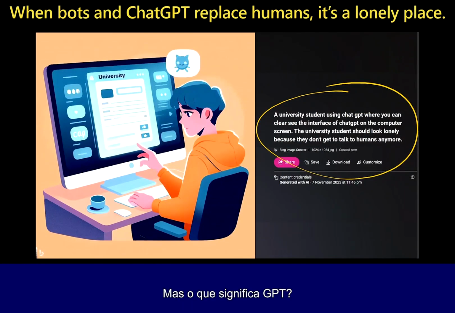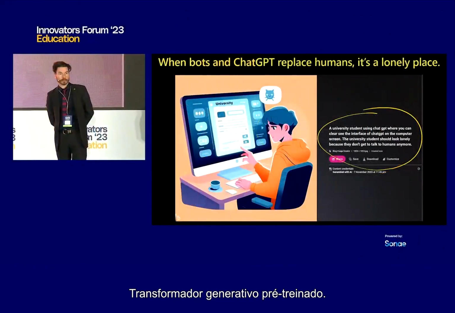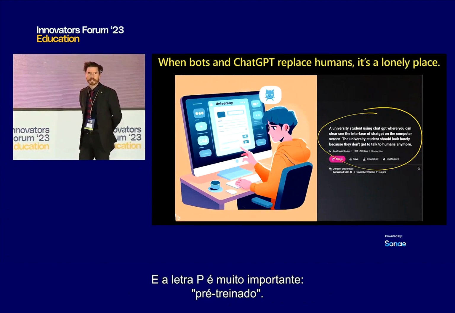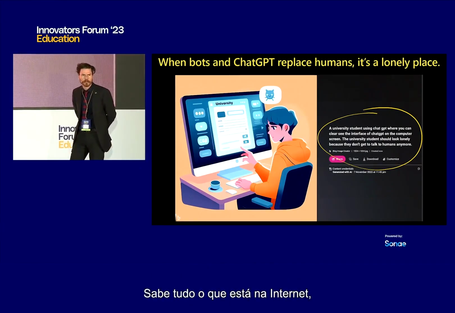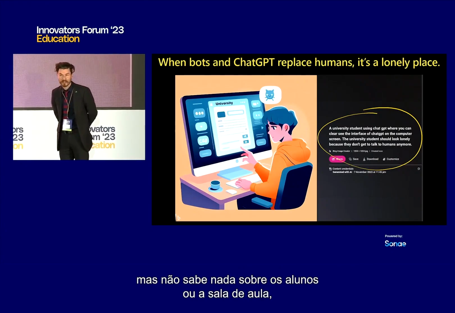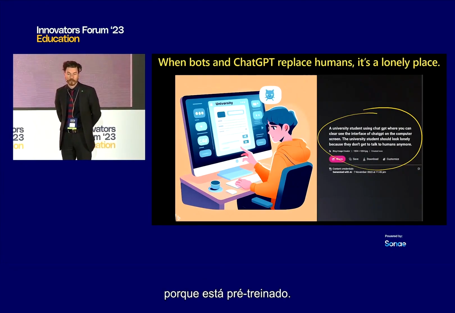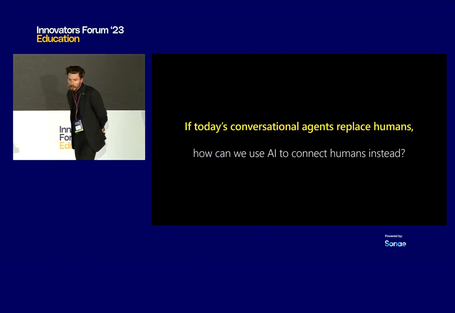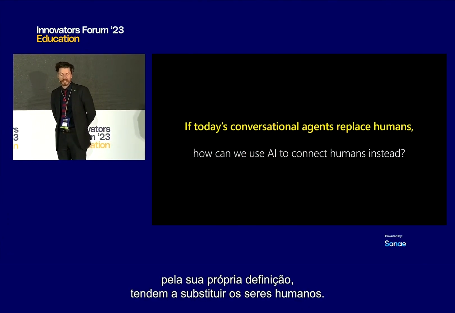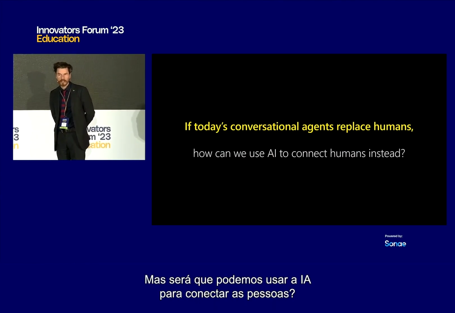Now, what does GPT actually stand for? Generative, pre-trained, transformer. And that word P is very important, pre-trained. It knows everything about what's on the internet, but it knows nothing about the students in the classroom or what's going on because it's pre-trained. So today's conversational agents, just by that very definition, tend to replace humans. Can we use AI instead to actually connect people together?